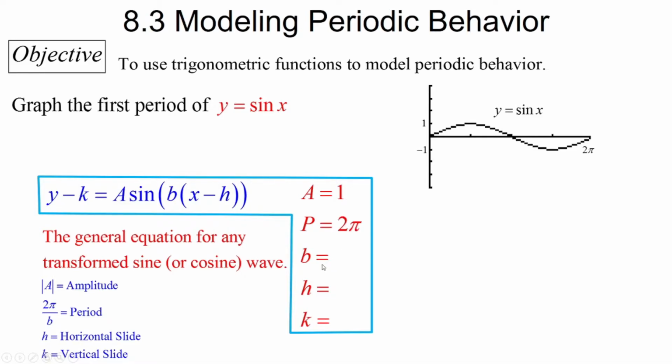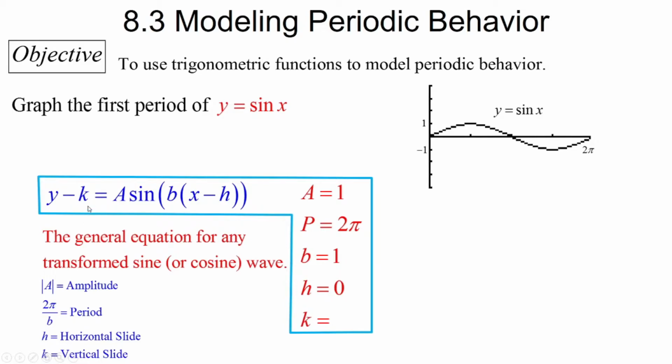And B, well, B divides the period, so in this case, B would have to be 1 because the period here is 2 pi, and 2 pi divided by 1 is 2 pi. So my B is a 1, and my h is my horizontal translation. Notice how they go minus h. All right, so that means if I take x and I subtract h, that means I'm translating horizontally h units to the right. So has this been translated to the right at all? No, remember, sine begins right here at the origin, so there is no horizontal translation.